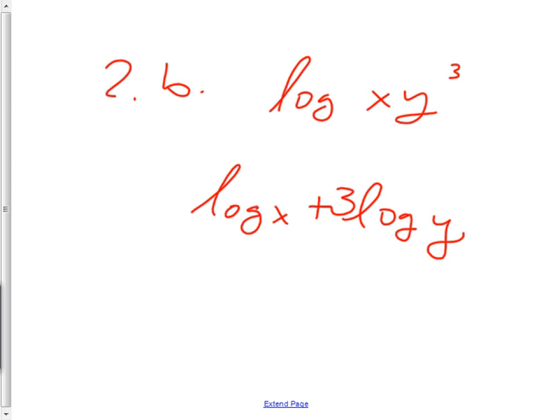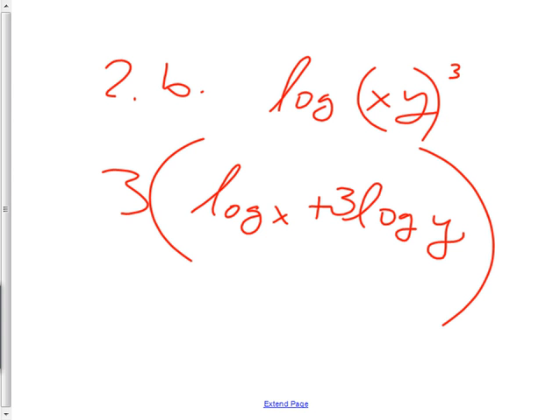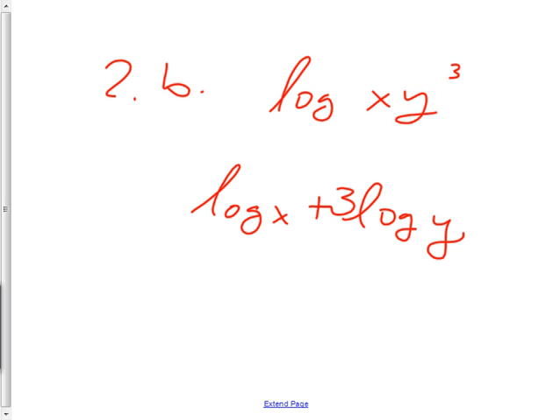Yes? If this had been like this, then I would put the 3 down in front of the whole thing like that. All right, but it's not. You could distribute the 3 if you want to. All right, moving on.